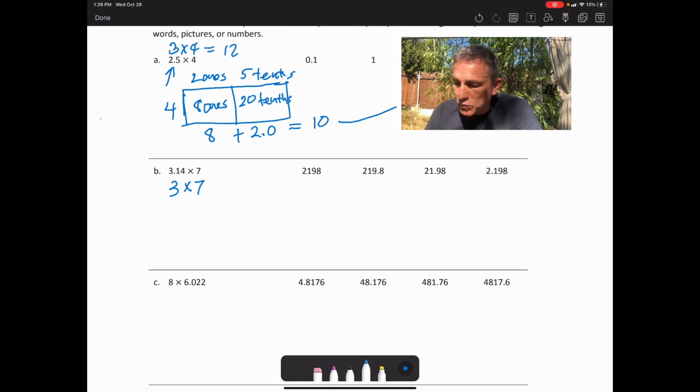The third one is 21 and 9800ths, which rounds to 22. Now that's so far the one that's closest to 21. So that's looking good. And the last one is 2 and 198 thousandths. And as we can see, that's close to 2, which is farther away from 21 than 22 would be. So definitely 21 and 98 hundredths is going to be the closest answer.